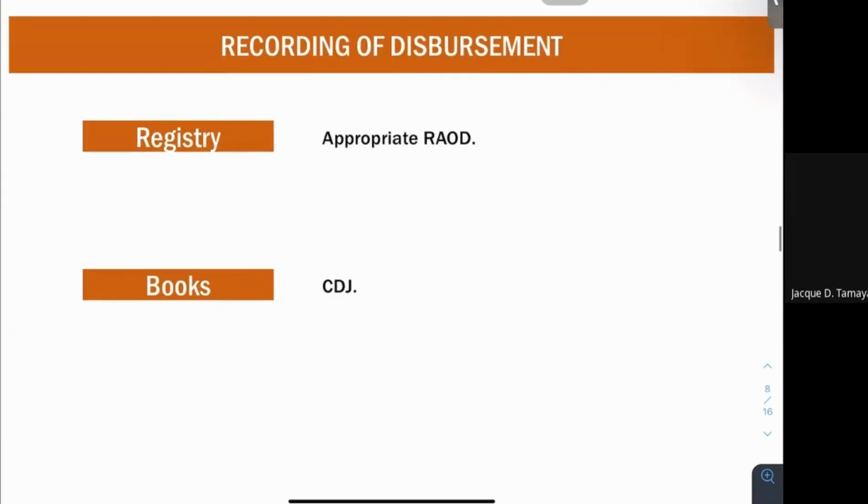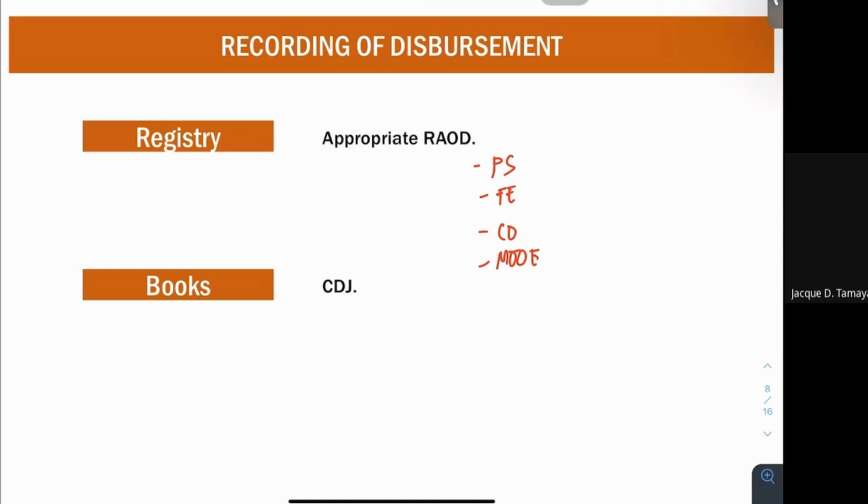So how do we record your disbursement? So in recording your disbursement, you record it in the appropriate RAO. So where do you record your PS? You record it in your RAO PS. Where do you record your FE? You record it in your RAO FE. Where will you record your capital outlay? You record it in your RAO CO. Where do you record your MOOE? You record it with your RAO MOOE. Okay, if you still remember, before you will create an obligation, it must be supported by your ORS.